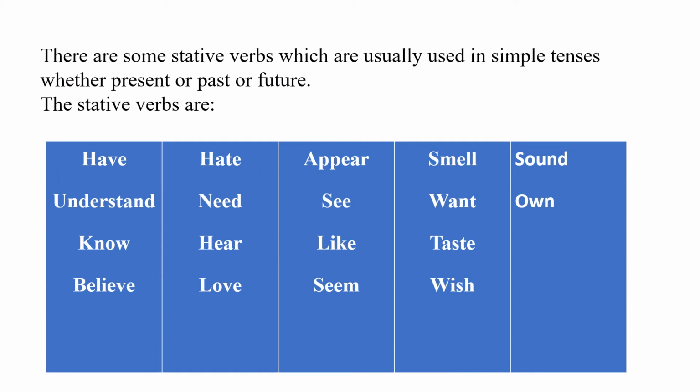There are some stative verbs which are usually used in simple tenses, whether present or past or future. The stative verbs are have, hate, appear, smell, sound, understand, need, see, want, own, know, hear, like, taste, believe, love, seem, and wish.